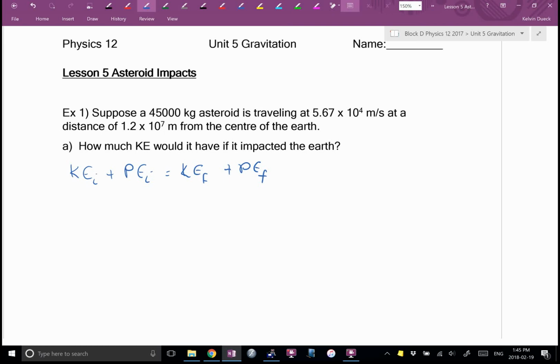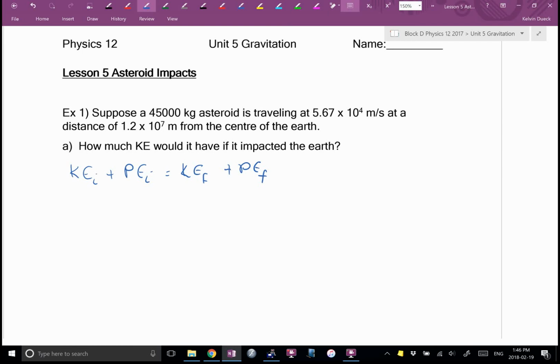Now, if I was nice, instead of saying a distance of 1.2 times 10 to the 7th meters from the center of the Earth, I could have said it starts a very, very long distance away. Then you could have said, I'm far enough away that my initial potential is 0. I might do that on one version of the test. But right now, I don't think any of these are 0.